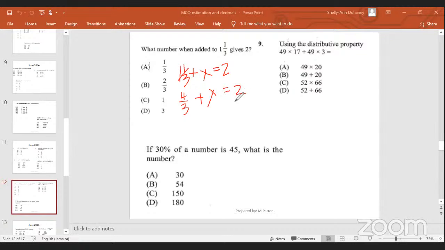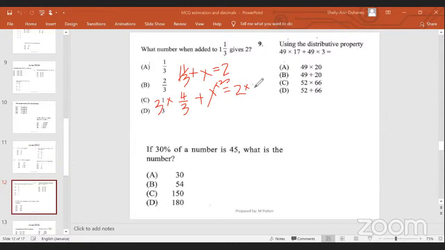So what we're going to do, we want to get rid of this denominator. So we're going to multiply each term by this denominator. So we have 3 terms. So we're going to multiply this by 3. First term, we're going to multiply it by 3. We're going to multiply this by 3. And I'm going to multiply this by 3.